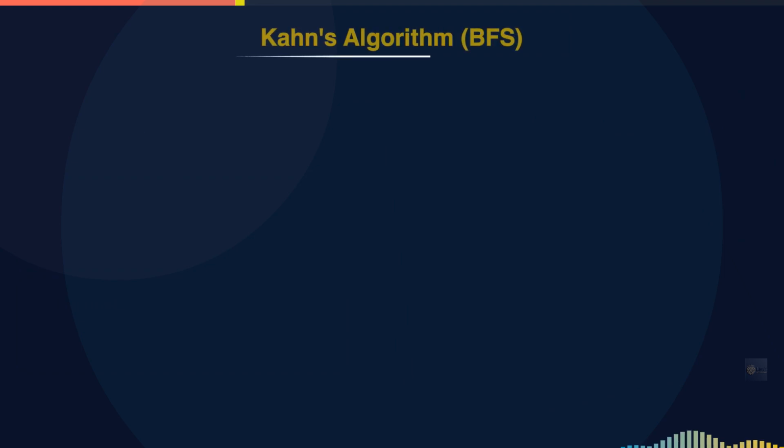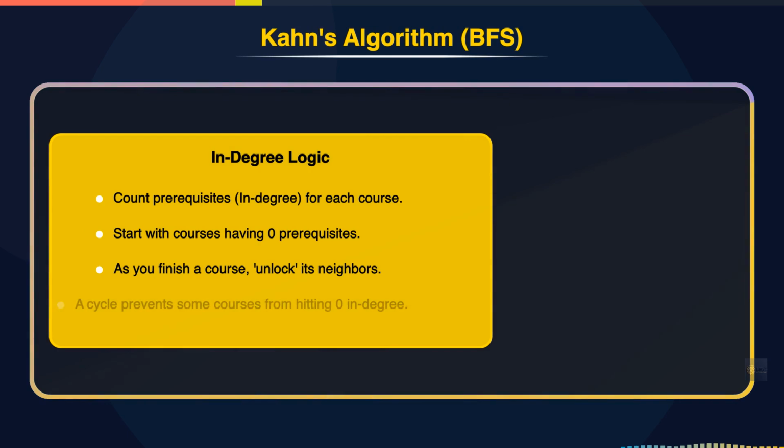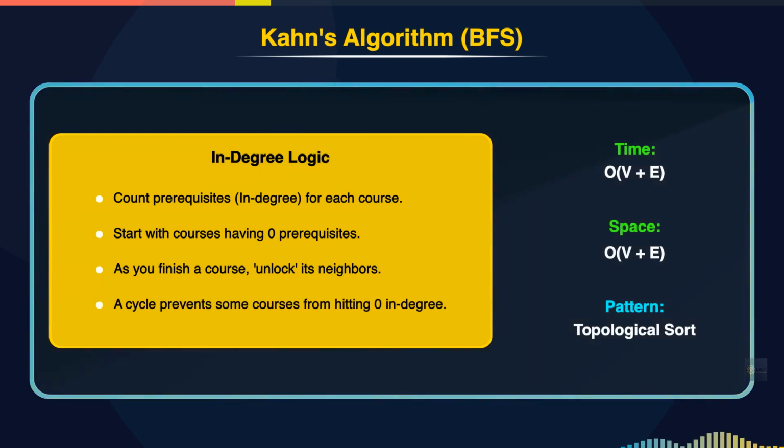To solve this, we use Kahn's algorithm. First, we build an adjacency list to represent our graph, and an in-degree array to track how many dependencies each course has. Any course with an in-degree of 0 is ready to be taken. Let's dive into the dry run.